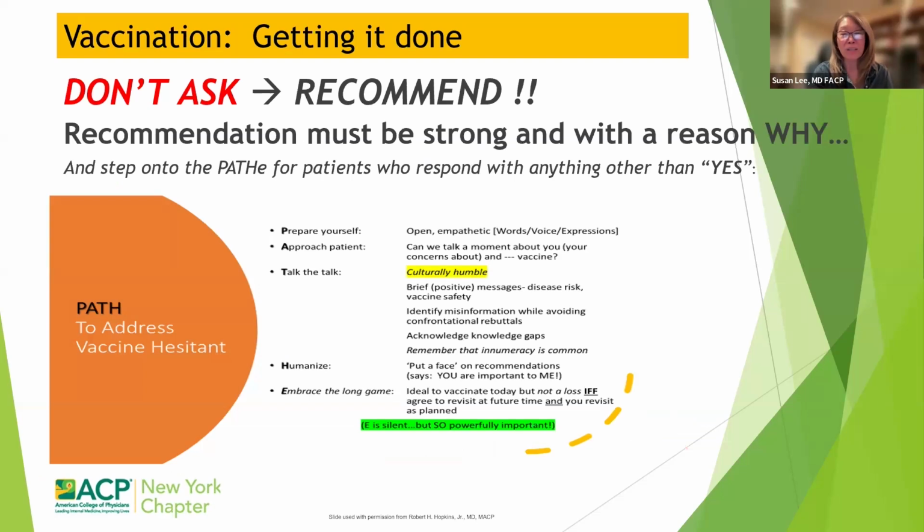So vaccinations, I think we can all agree that getting them done is super important. I like this strategy of really don't ask, I think we just need to use every opportunity to recommend. People trust their doctors, and a mnemonic that I like to use in my office is called PATH. And this is very effective in those patients who are vaccine hesitant.